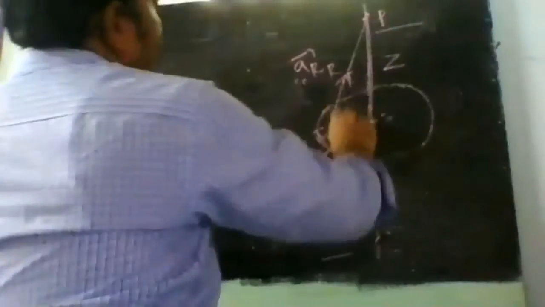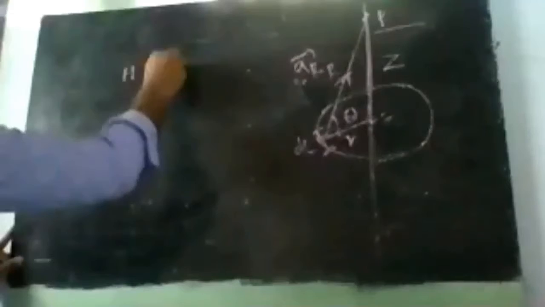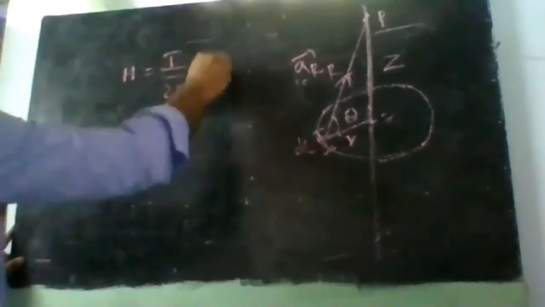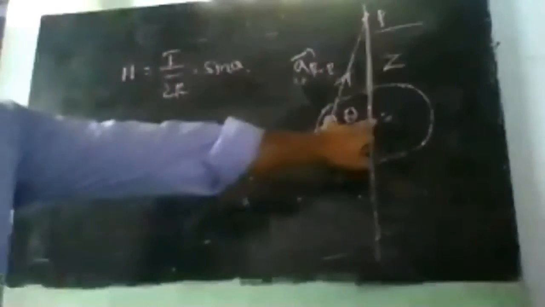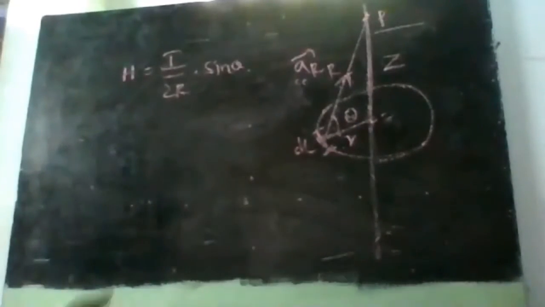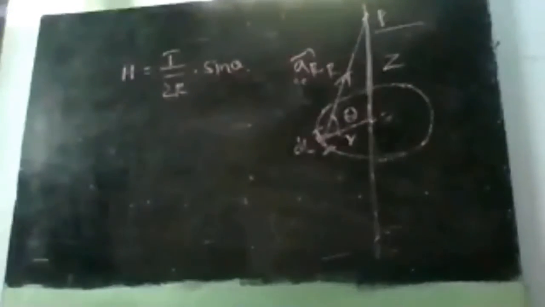This I leave as homework for you. We need to calculate the h bar at the point P. Let this angle be theta. I have given you all the required things. The expression that I got is h equal to I by 2r into sin theta. This is the expression if it is at the center. If it is not at the center, if it is anywhere above or below the center on the z axis, then what is the case of h bar?